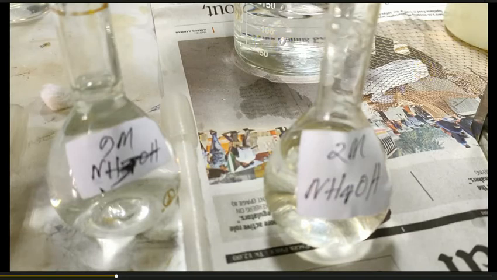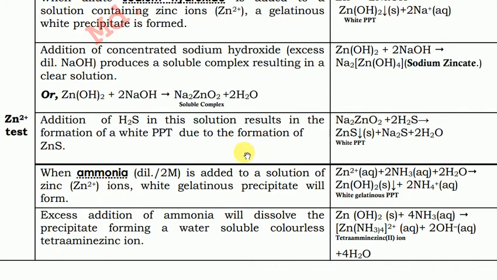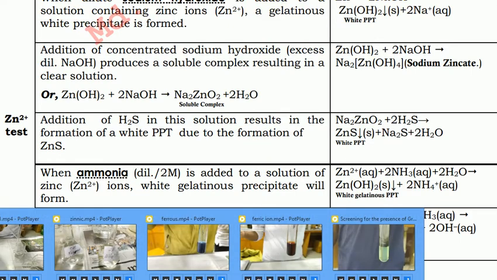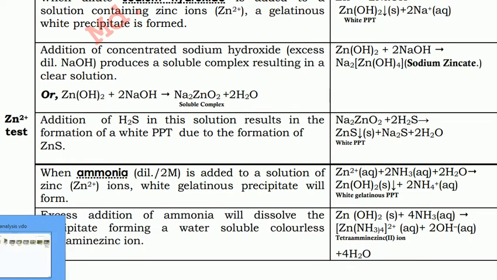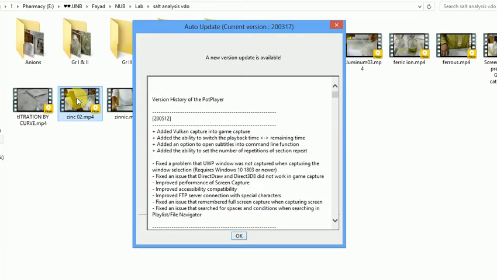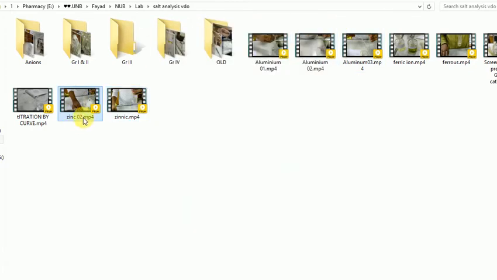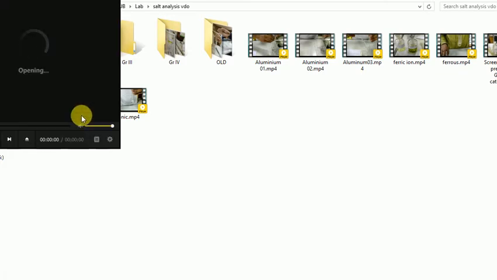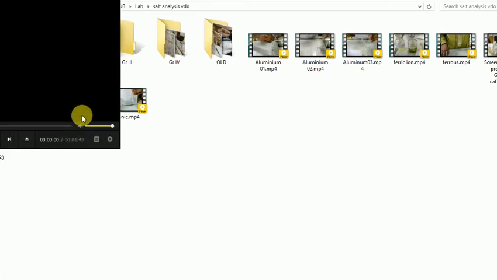That was a test for the presence of zinc ion, and we have another test which will demonstrate how zinc ion is tested by using sodium hydroxide and hydrogen sulfide gas. Let's take a look at how zinc ion is tested by sodium hydroxide.